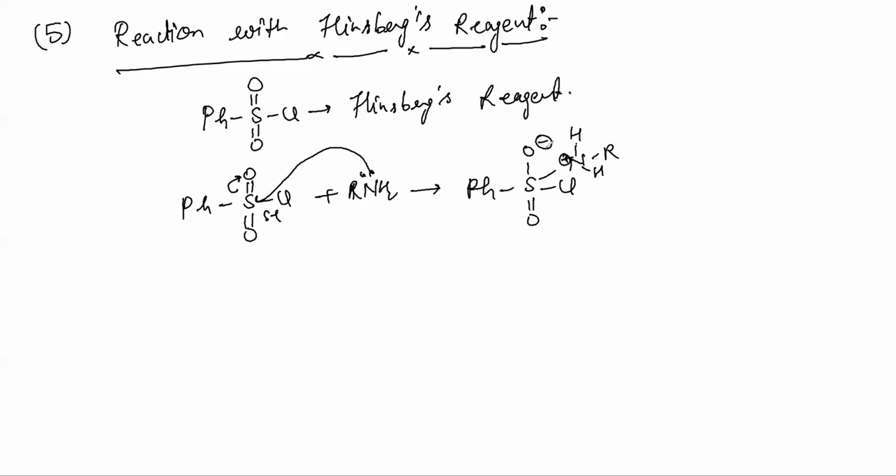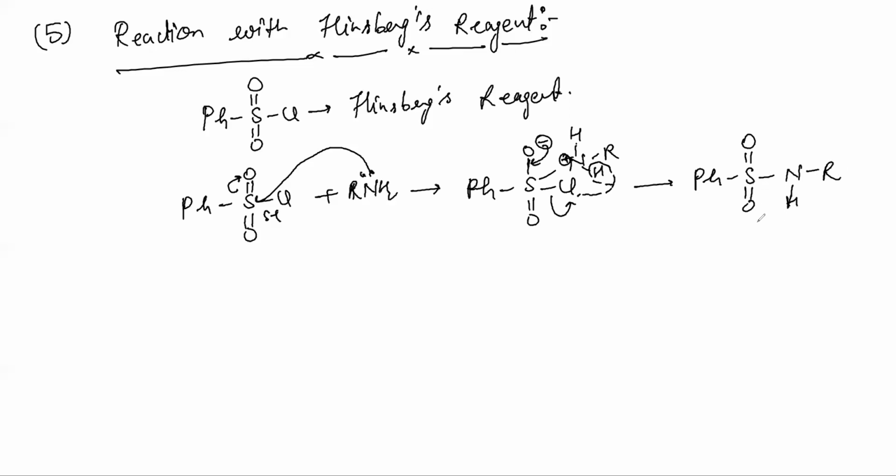Now what will happen? Oxygen will try to come back. We call it homecoming. Because of homecoming, Cl will leave. Remember, this is how we do it. Cl is a good leaving group, and it will pull the H also. So you get Ph-S(=O)-NH-R. Are you getting this?